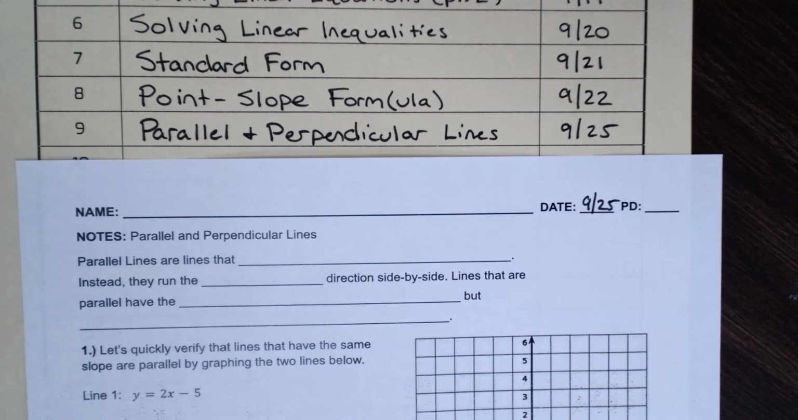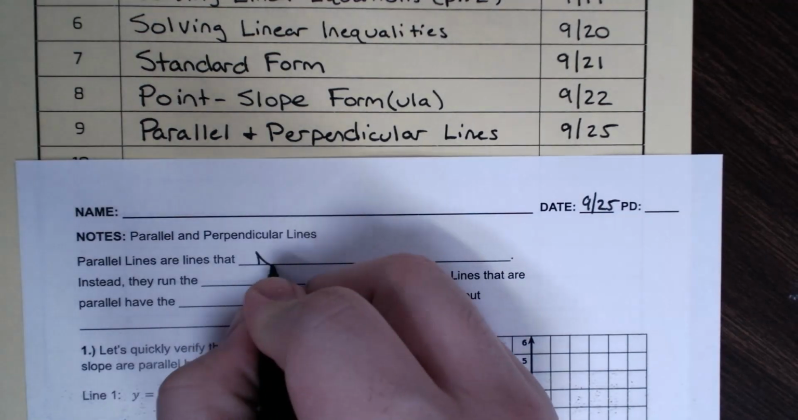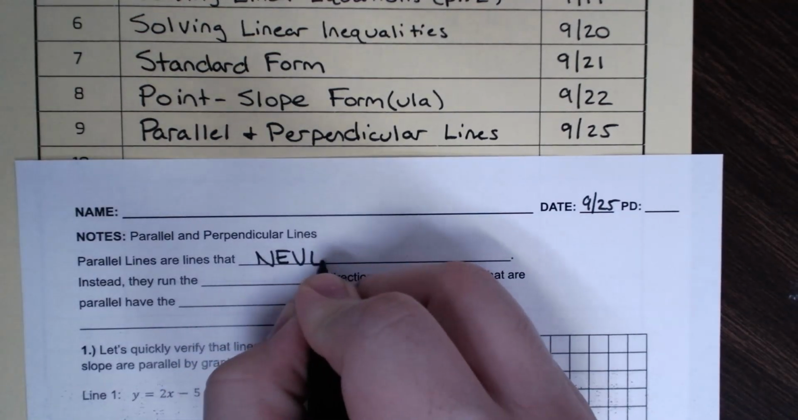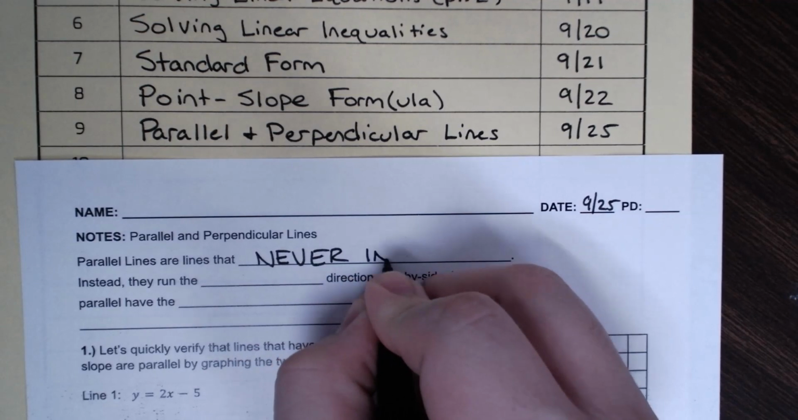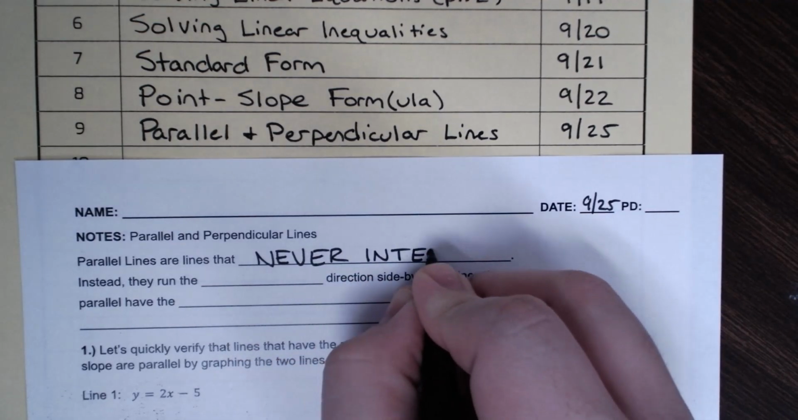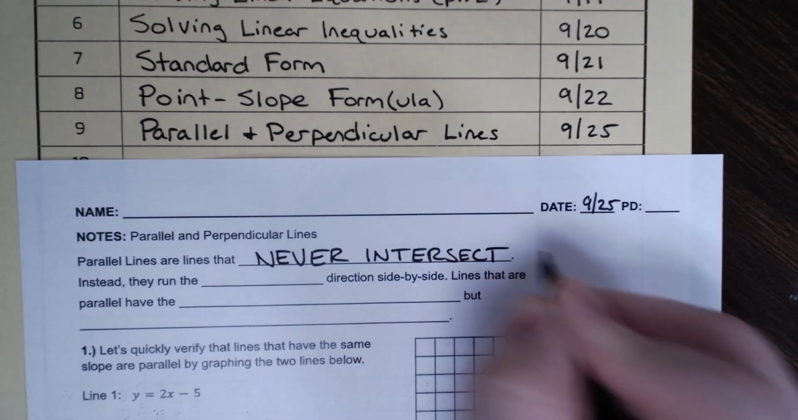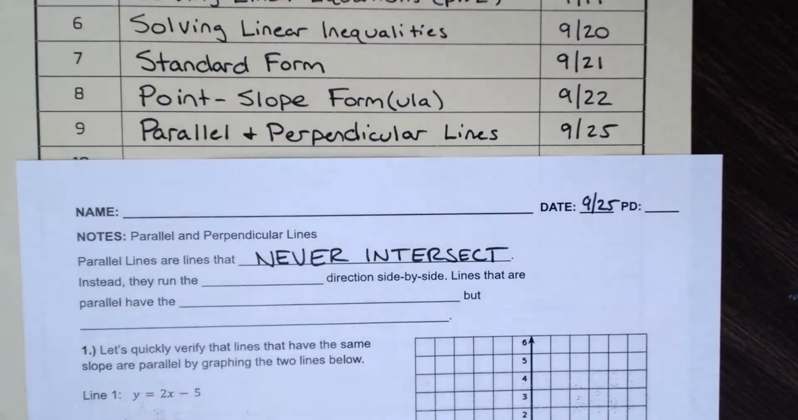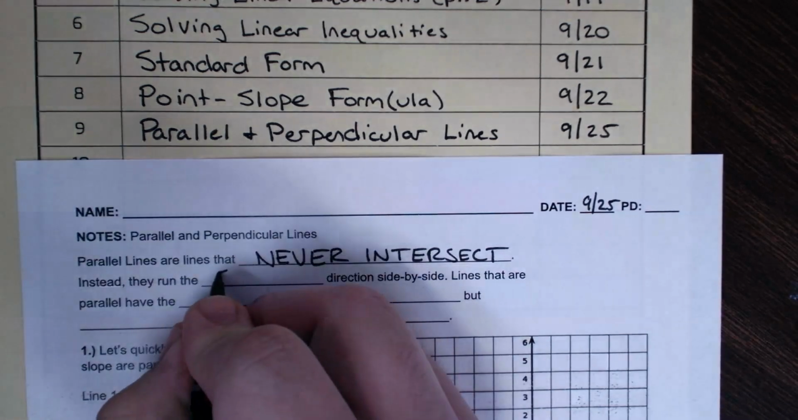So parallel lines, can anybody describe them to me? They go on forever and they don't intersect. Perfect. Parallel lines are lines that never intersect. Instead, they run the same direction side by side.